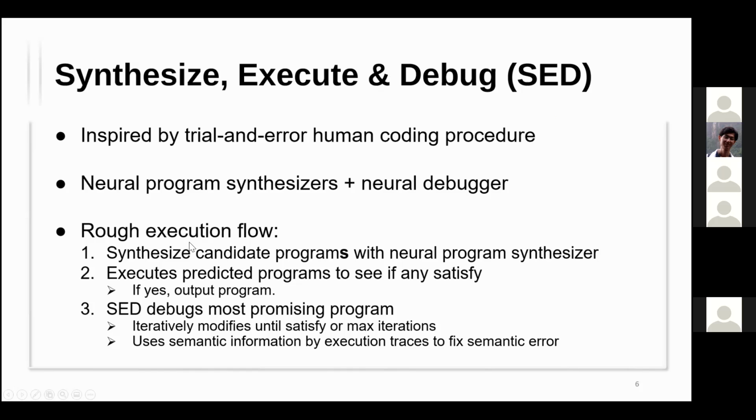So the rough execution flow, which I explained, is that first we synthesize the candidate programs. There are multiple of them. Then we execute them to see if any of them satisfy all the constraints. If one manages to satisfy all the constraints, then there is already a valid program, so we can stop over here. If not, we debug the most promising program, modifying it until it satisfies the constraints or it hits the maximum number of iterations.